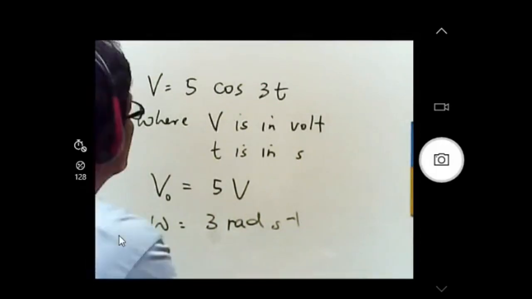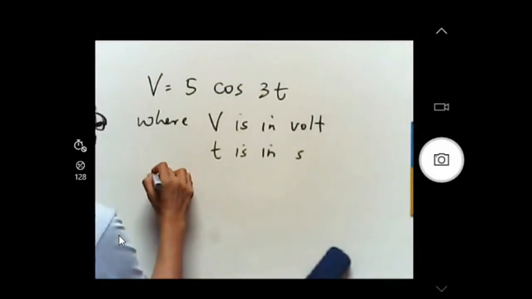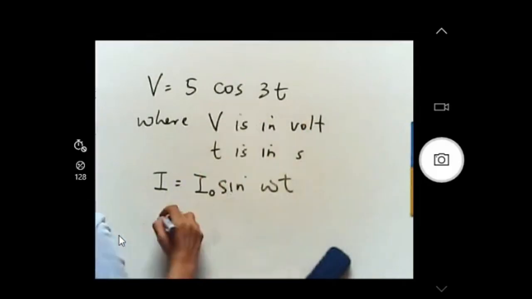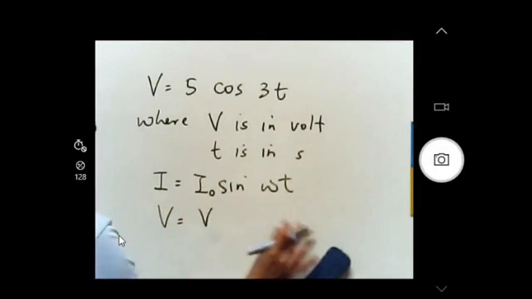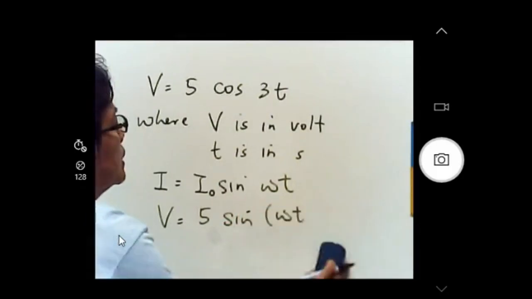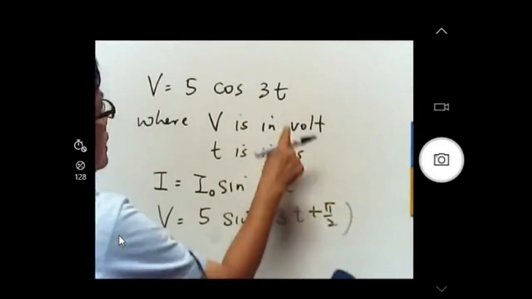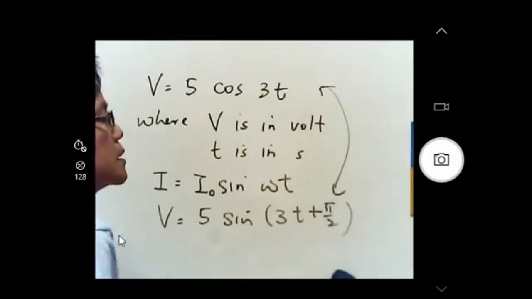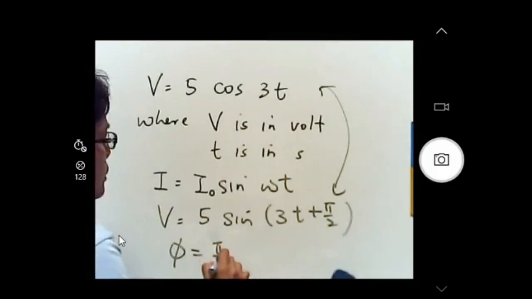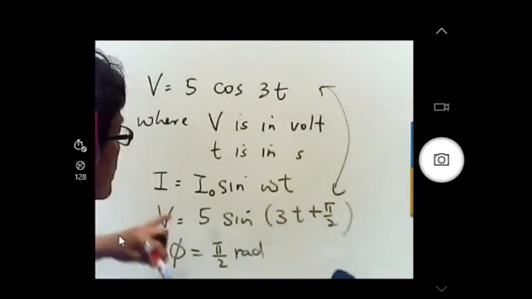So I also know the phase angle. If current is given in terms of sine, then I know that my voltage is 5 sine of omega t, or 3t here, plus pi per 2. Meaning this equation and this equation are actually the same. So from here I know the phase angle is pi per 2 radian, meaning the angle between voltage and current is pi per 2 radian.